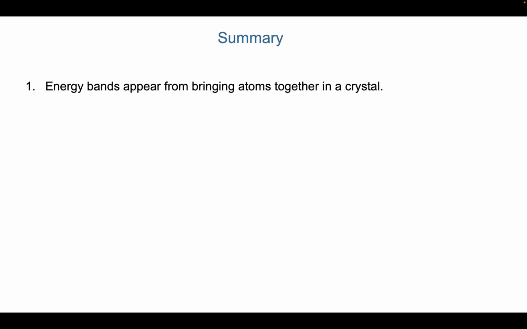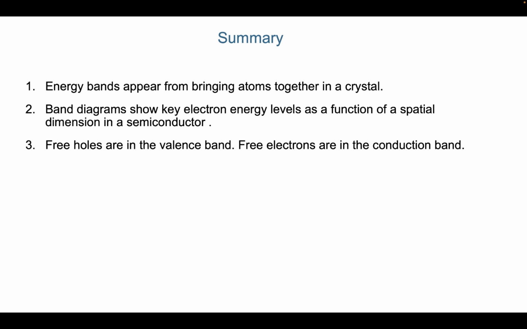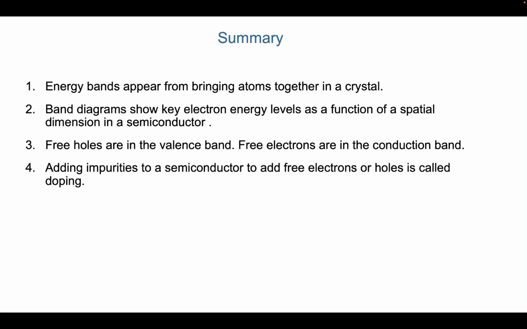Okay, that's been a lot of information, so it's time to summarize. We learned that energy bands appear from bringing atoms together into a crystal. We use this information from the energy bands to form what we call the band diagram, which shows key electron energy levels as a function of a spatial dimension in the semiconductor. We also learned about holes in the valence band and electrons in the conduction band. We also learned that even though there are very few electrons and holes available for conduction in an intrinsic or pure semiconductor, it is relatively easy to add impurities to the semiconductor to change the number of free electrons and holes. We call this doping.